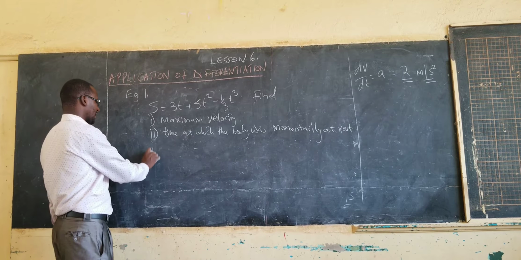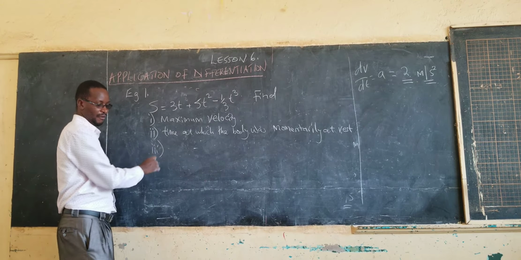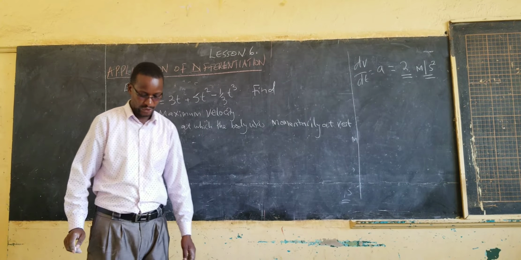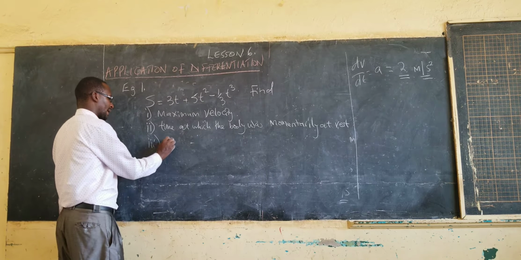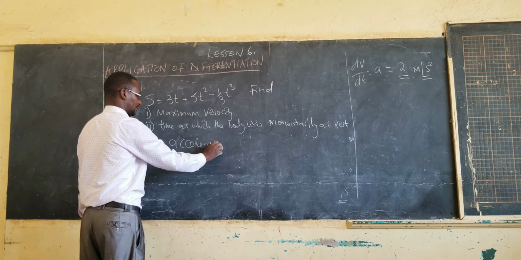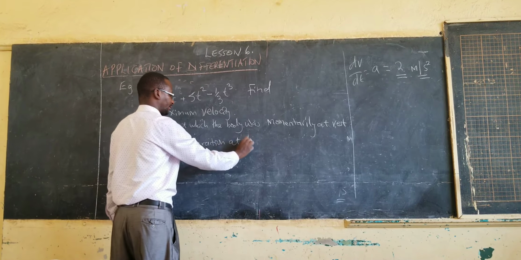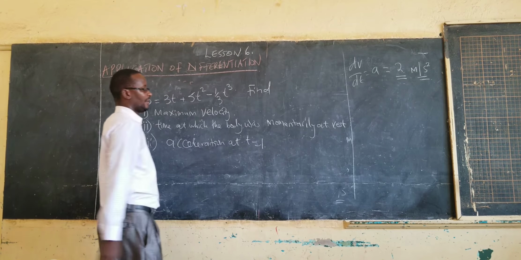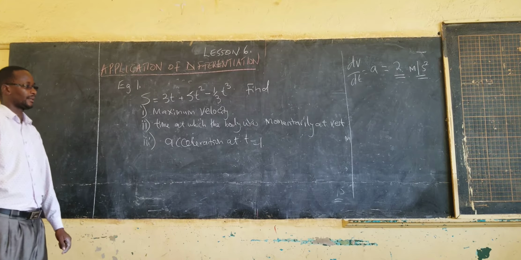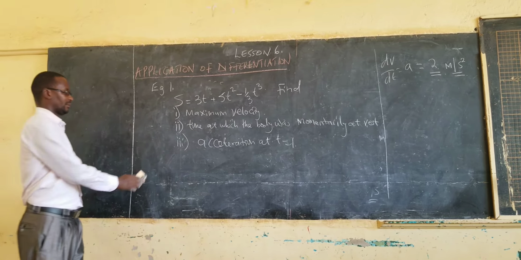Roman 3, example, find the acceleration of the particle at t is equal to 1. Find the acceleration at t is equal to 1. Okay, let's go through the example.